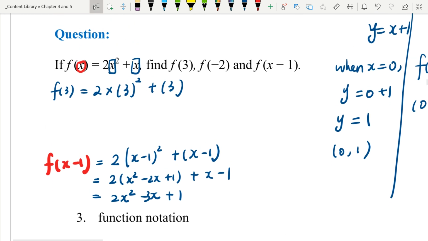Basically, whatever you have in the bracket, the x will change into that thing, and you just replace all the x by the thing in the bracket. That's all you need to do for function notation.